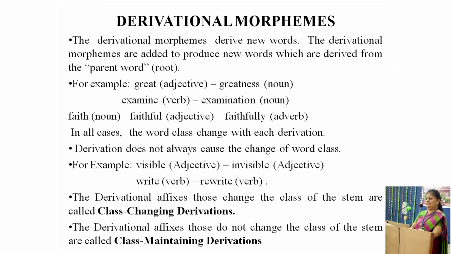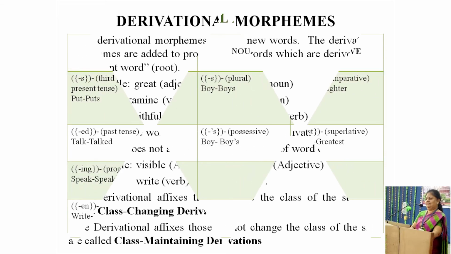Derivation does not always cause a change of word class. For example, visible, invisible, write, rewrite. The derivational affixes that change the class of the stem are called class changing derivations. The derivational affixes that do not change the class of the stem are called class maintaining derivations.